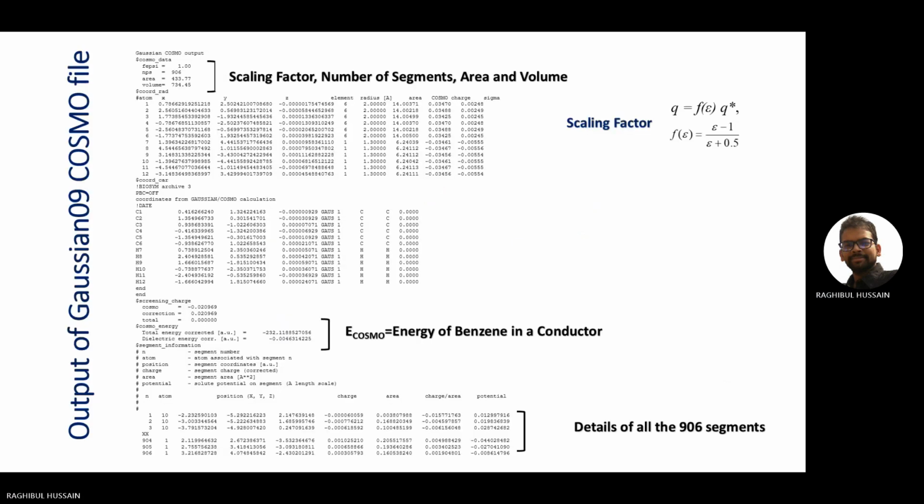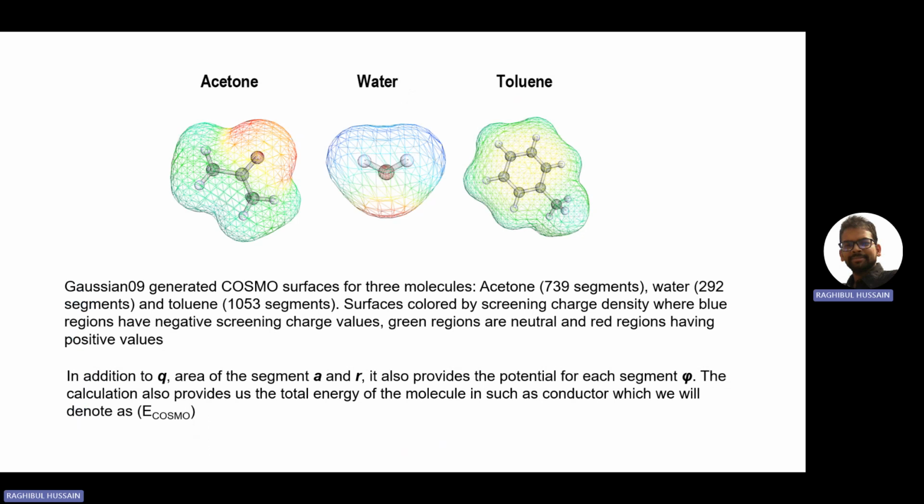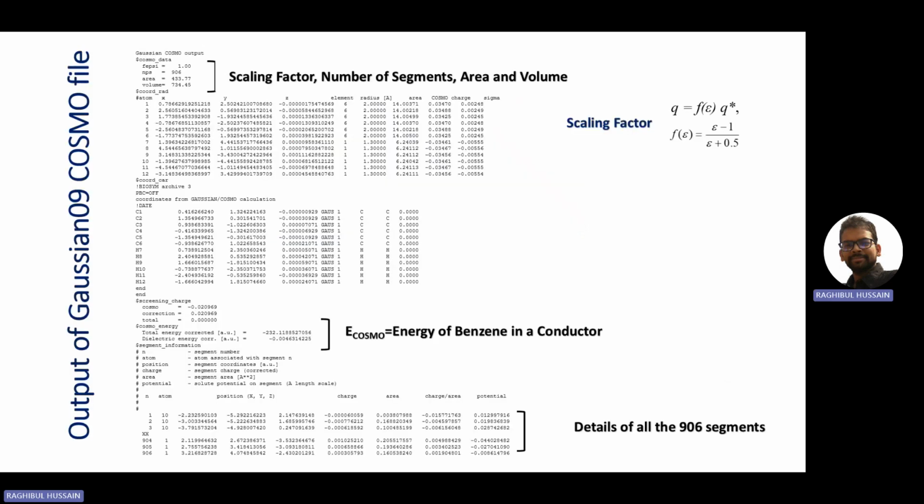Okay, so this is some yellow. Yellow is somewhere in between, close to green. So it is very close to 0, plus or minus 0. It is neither clearly negative nor positive, somewhere in between. So this is the COSMO file that will be generated.